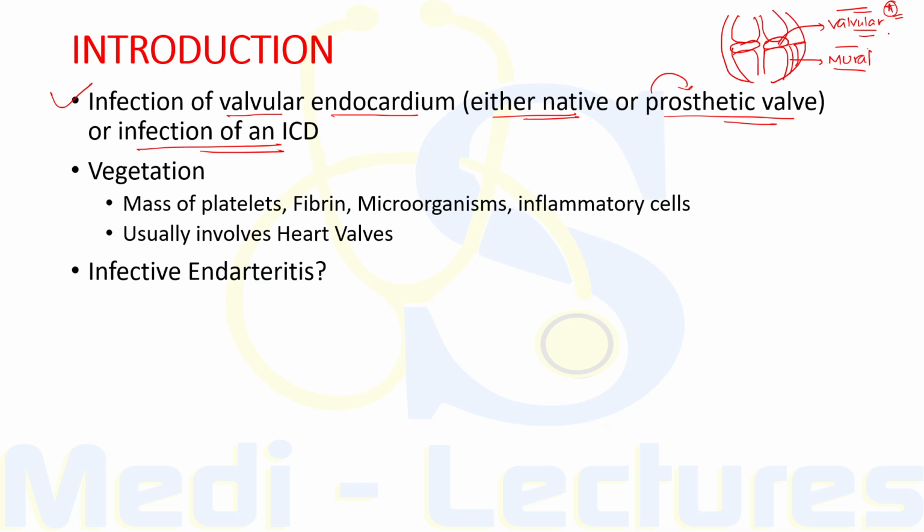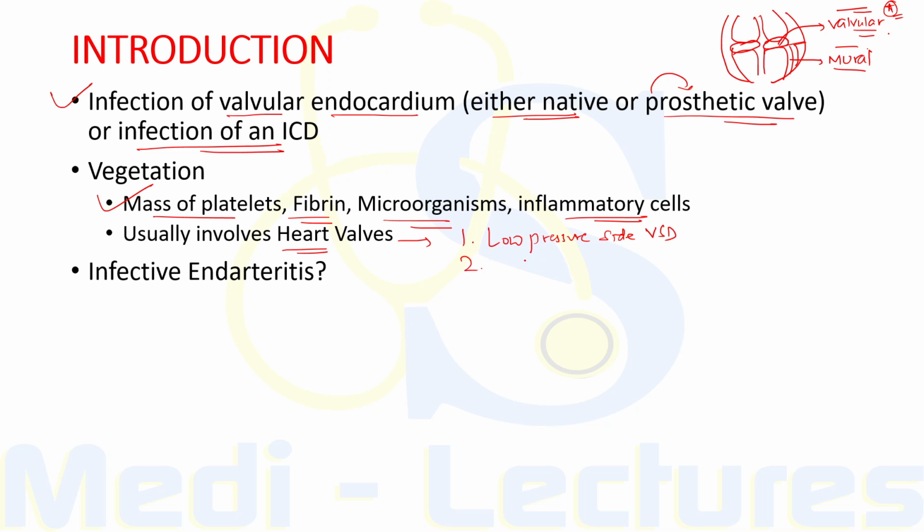Now, the vegetation is a prototypic lesion of infective endocarditis and consists of mass of platelets, fibrin, microorganisms and few inflammatory cells. Now, infection usually affects the heart valves but can also affect low pressure side of the VSD. So most commonly the flow of VSD is from left to right side. So right side of the VSD can be affected, which is the low pressure side.